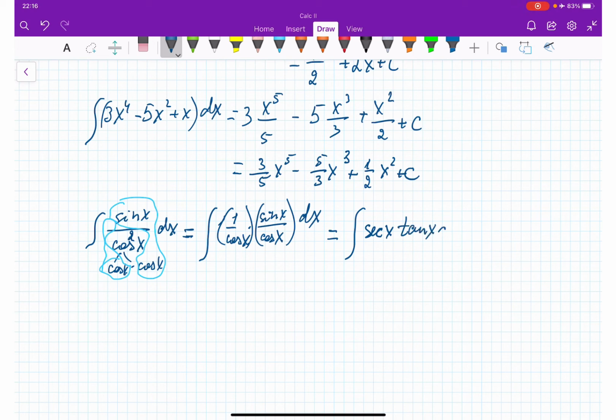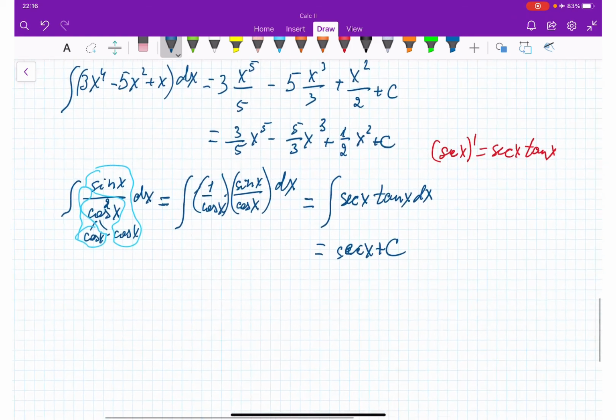Now let's remember the derivative of which function gives us secant times tangent. That's right, I hear you saying secant x. The derivative of secant x is equal to secant x tangent x. Therefore, we get from here secant x plus c.